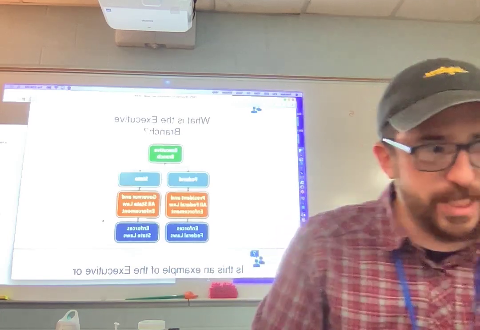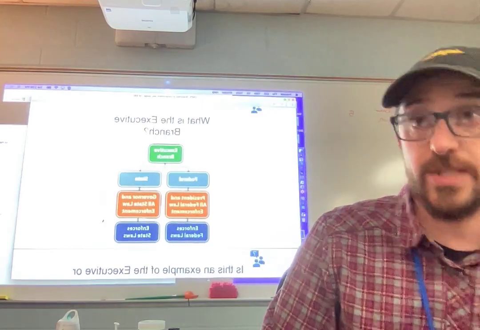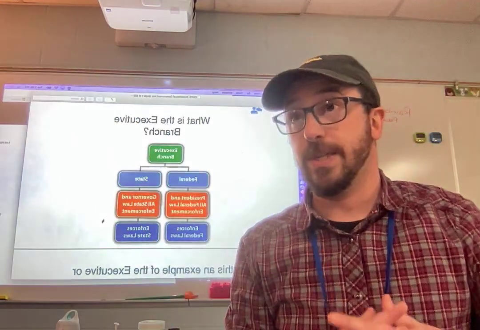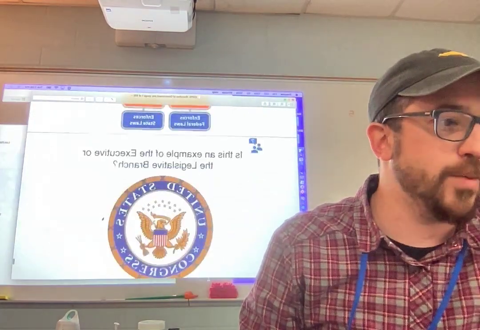Exactly. And you see just one thing that I didn't say, you see that it says federal and state, so that means on the federal level or the state level. They do both, okay? So that smaller or bigger level.